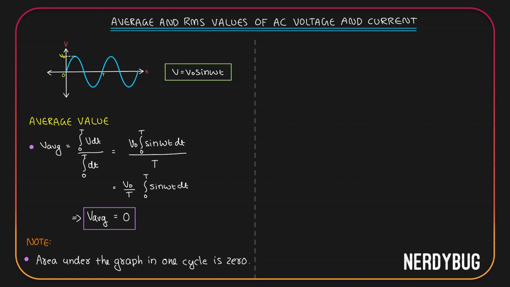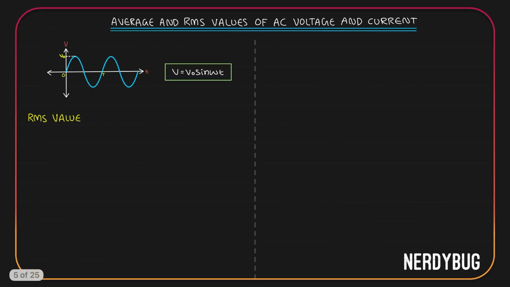It is clearly not useful for us to understand its actual power capacity. To solve this, we need a better measure, one that captures its actual effective power. That is why we have the RMS value. RMS stands for root mean square. We square the waveform first so that all the negative area will become positive. Then we find the mean and later, to nullify the squaring effect, we take the root.